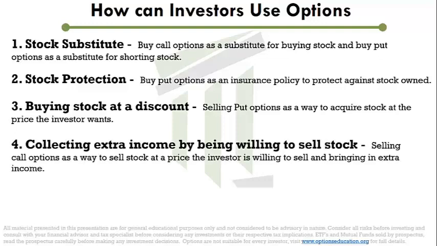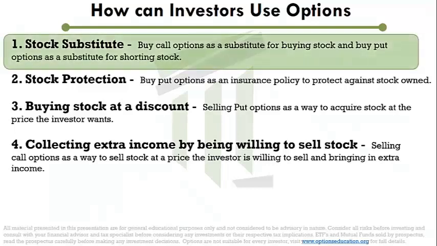And then there's collecting extra income by being willing to sell stock. Selling call options as a way to sell stock at a price the investor is willing to sell and bringing in extra income. Today, let's talk about utilizing stock substitute, buying call options as a substitute for buying stock, and buying put options as a substitute for shorting stock.